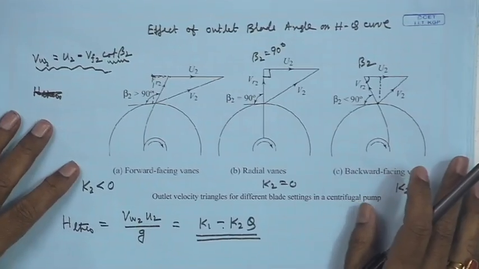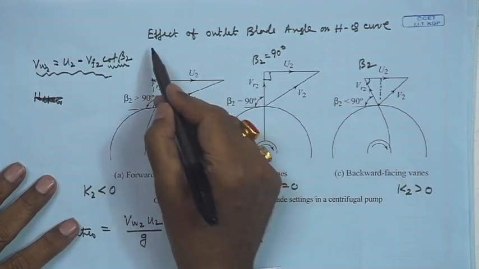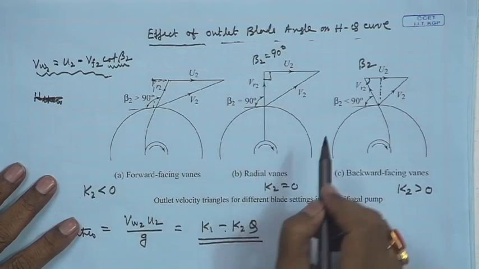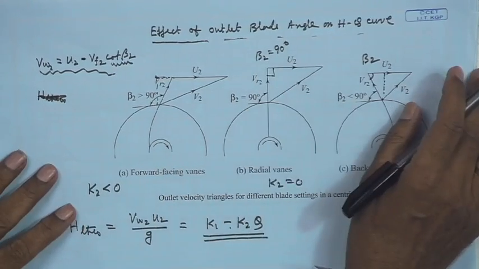Now we will consider another important thing, the influence or effect of the outlet blade angle on this HQ curve. Effect of outlet blade angle on this HQ curve. Already I have written it for your convenience.